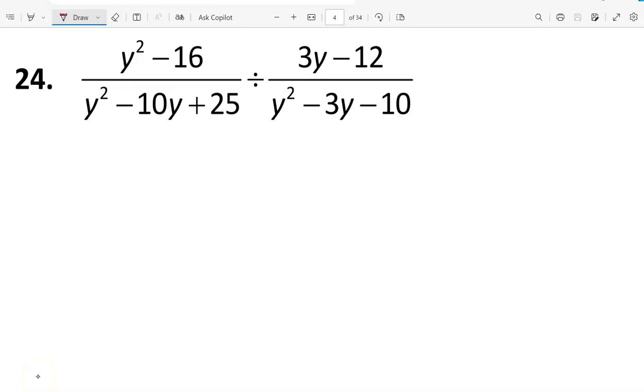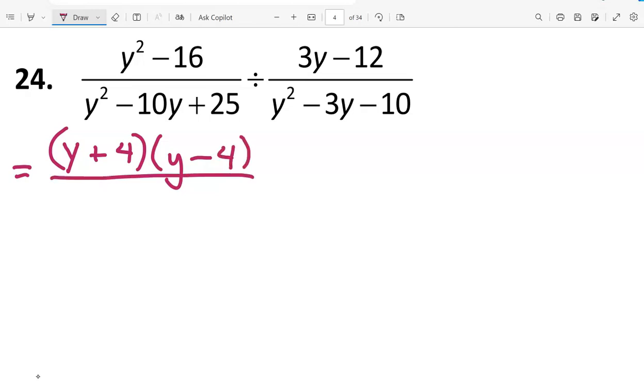In 24, we have a division. I'm going to leave that first fraction alone other than just factoring it. Y squared minus 16 factors into y plus 4 times y minus 4. Y squared minus 10y plus 25 factors into y minus 5 times y minus 5, or y minus 5 squared if you want to write it that way.